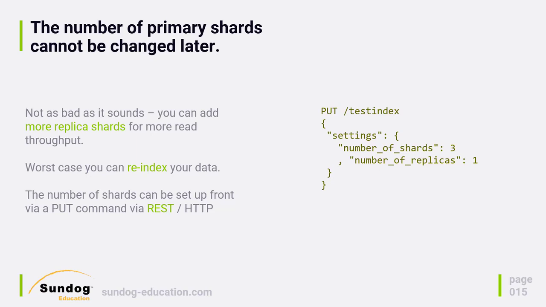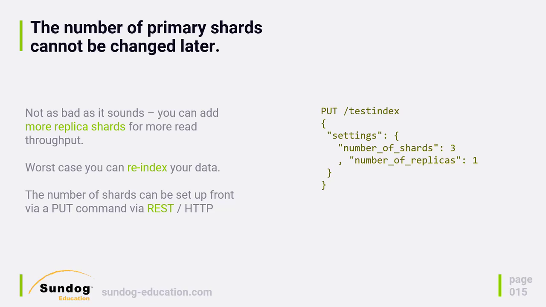Now, it's not the end of the world if you do need to add more write capacity. You can always re-index your data into a new index and copy it over if you need to, but you want to plan ahead and make sure you have enough primary shards up front to handle any growth that you might reasonably expect in the near future. We'll talk about how to plan for that more toward the end of the course.